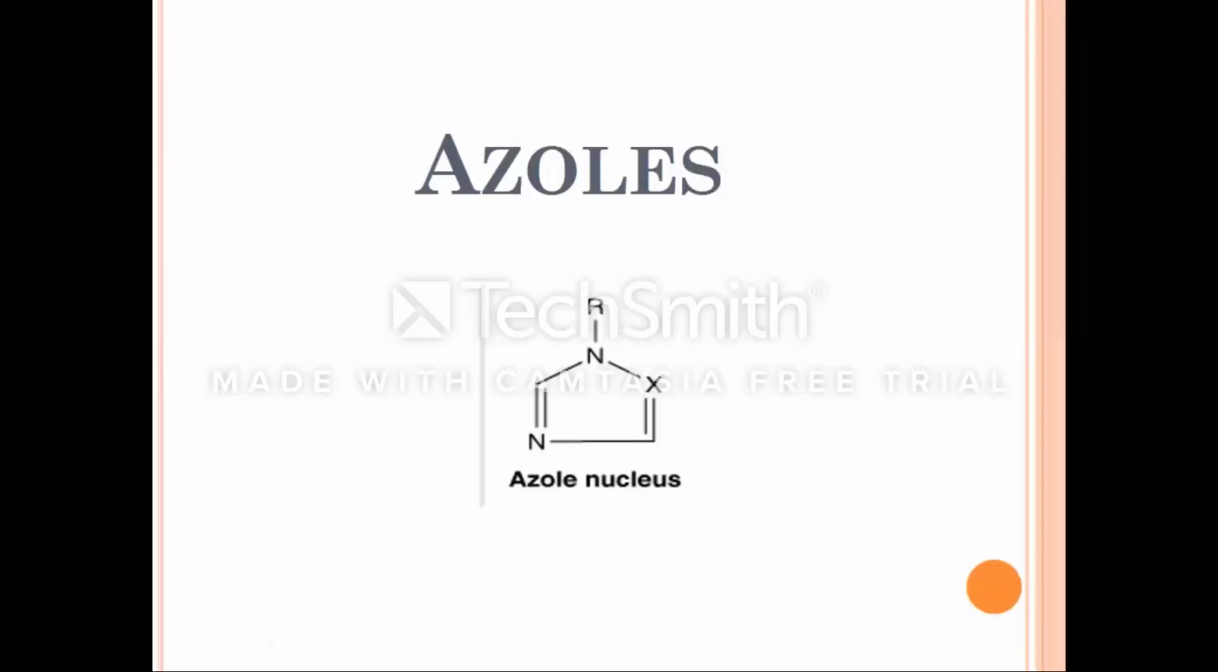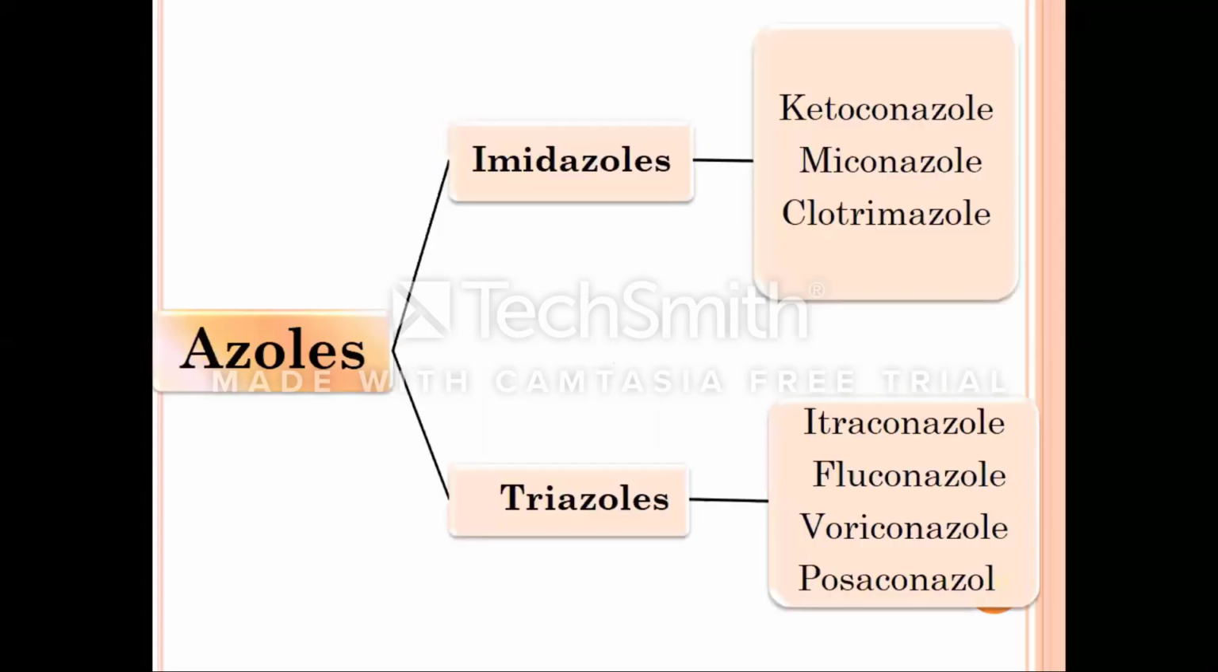We are done with the antifungal agents, and we have seen various classifications of antifungals. In that we have discussed amphotericin B, 5-fluorocytosine, and we have also discussed azoles. But I'm just going again quickly through the azoles, where there are two classes. One is imidazole, another is a triazole.